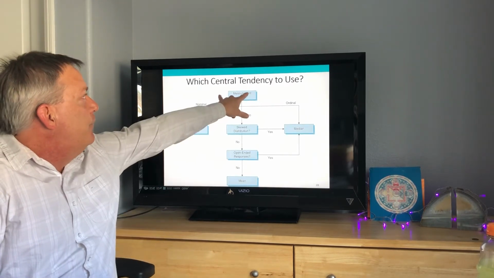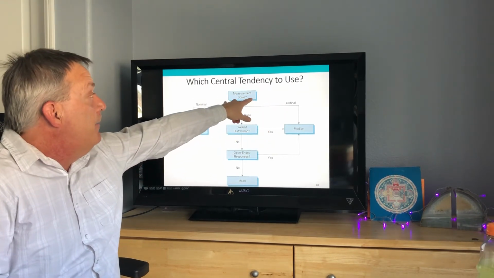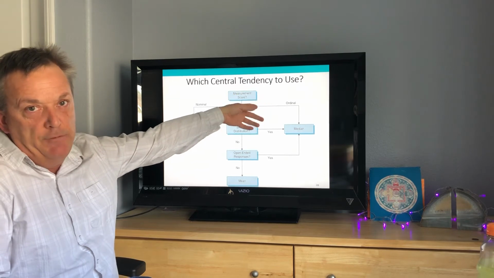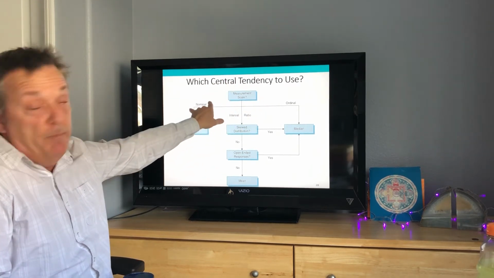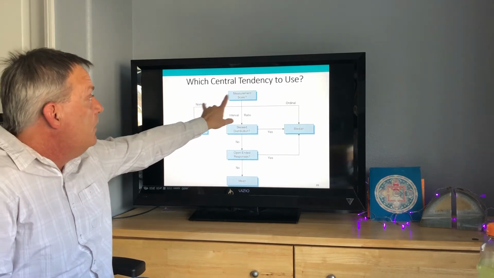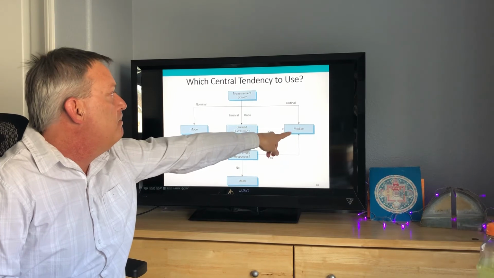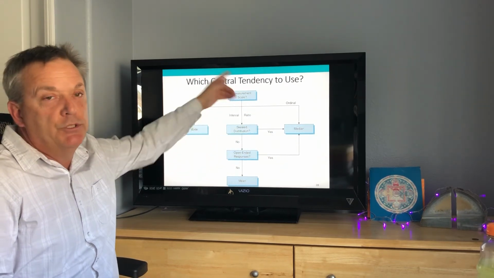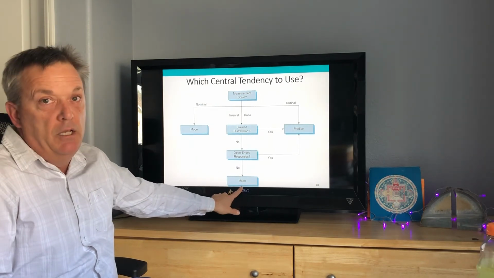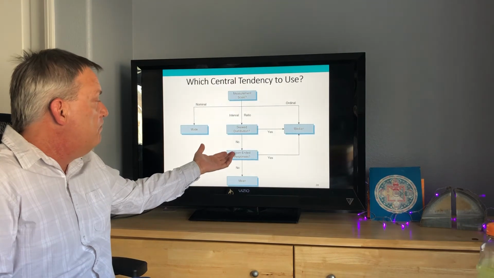So you ask yourself, what's the best central tendency measure to use? You take a look at your measurement scales for starters, right? And if you have a nominal measurement scale, then just use the mode. Or if you have a bimodal distribution. If you have an ordinal scale of measurement, use the median. If you have an interval or ratio scale, then you're most likely going to use the mean, unless one of two conditions exist, right? Or both.